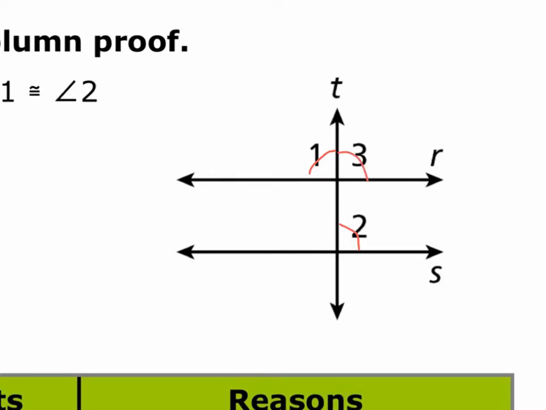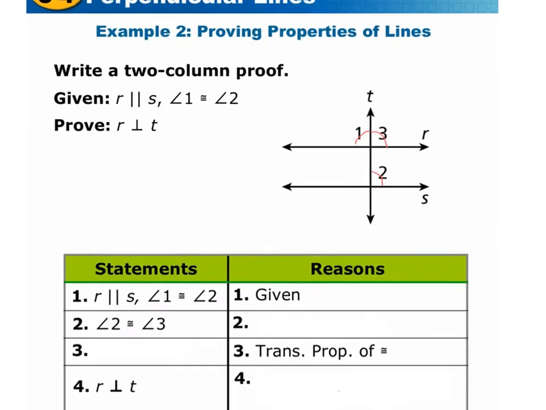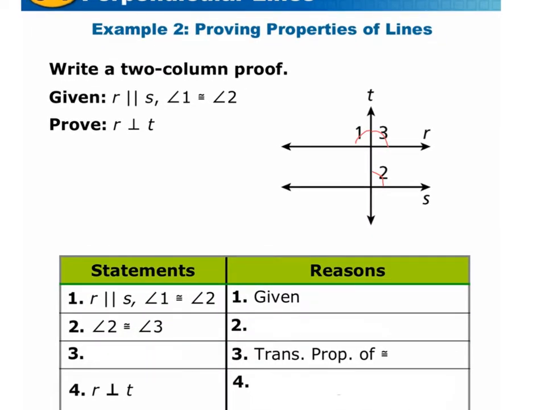What are 3 and 2? Corresponding. So 2 and 3 are corresponding. So we have angle 2 is congruent to angle 3. Why? Because they're corresponding angles.